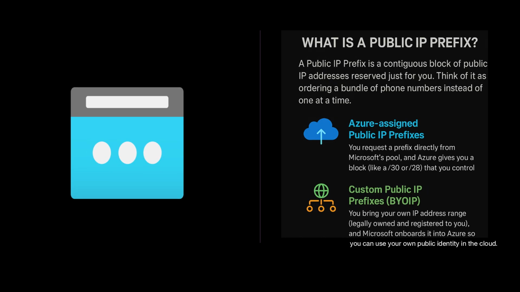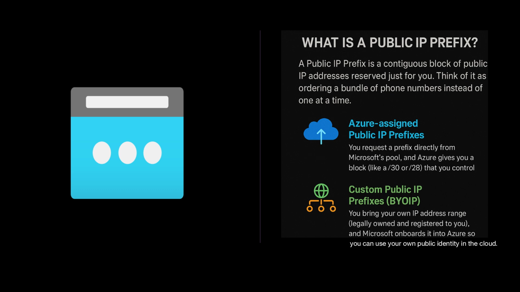When you're managing cloud resources at scale, assigning public IPs one by one quickly becomes inefficient. That's where public IP prefixes come in. Think of them like ordering a bundle of phone numbers. You're not just grabbing one IP at a time. You're reserving a whole block that's yours to manage. A public IP prefix gives you a contiguous range of public IP addresses reserved just for your use, making your network design more predictable and easier to manage.